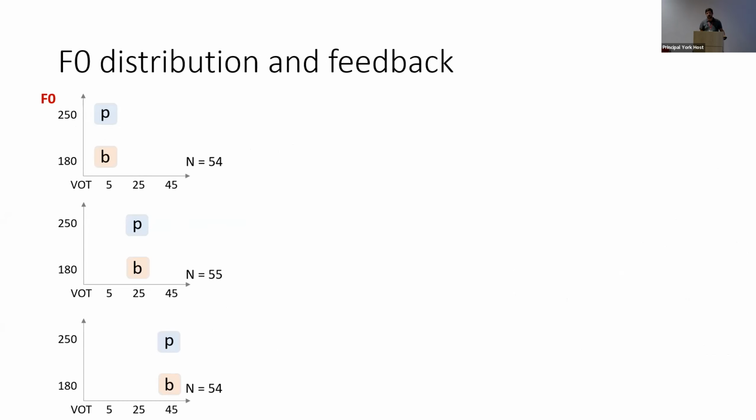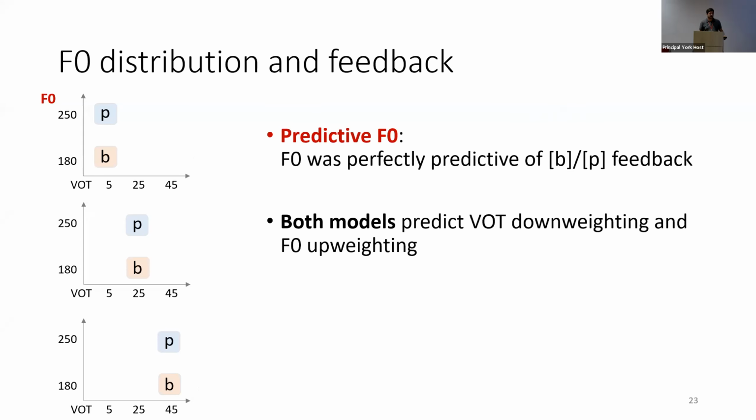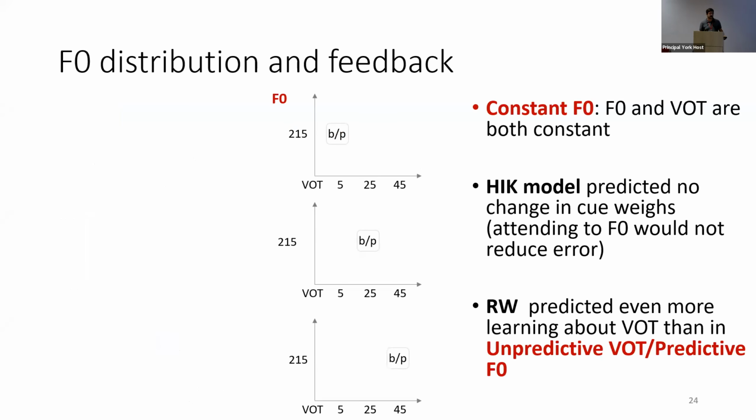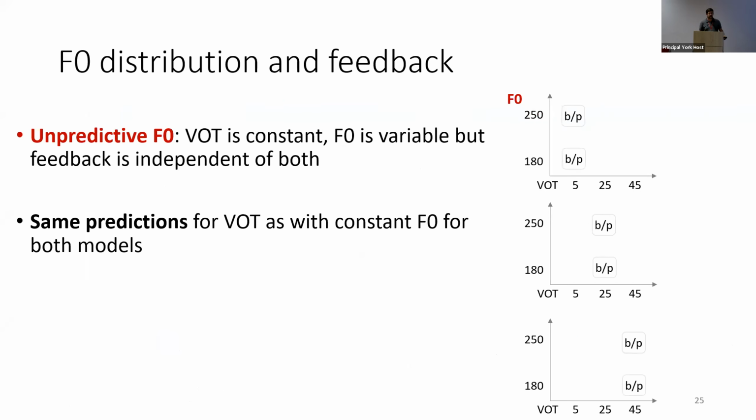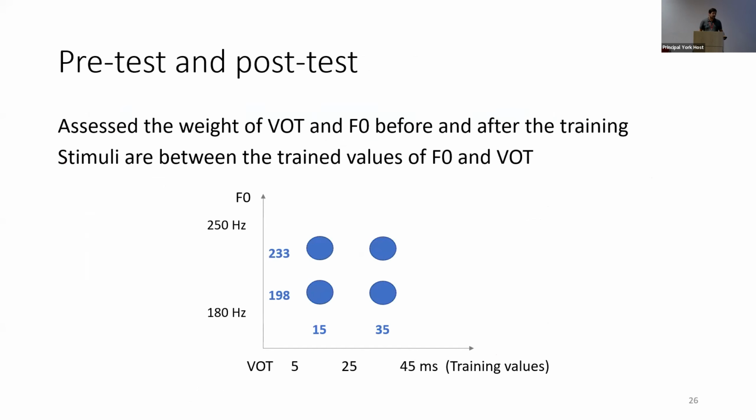Now then we also manipulated the distribution of F0 in a similar way to the other study. So here you see conditions where F0 is predictive, and here, as I said before, you would expect upweighting of F0 and downweighting of VOT according to both models. But we also had conditions where F0 was constant and a condition where F0 was variable, but not predictive of the response. So you would get 50-50 feedback for both values of F0, like for both values of VOT.